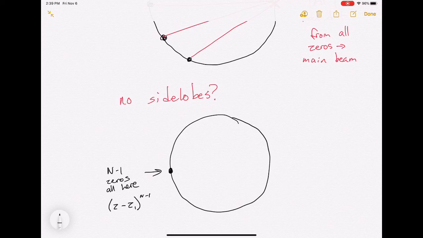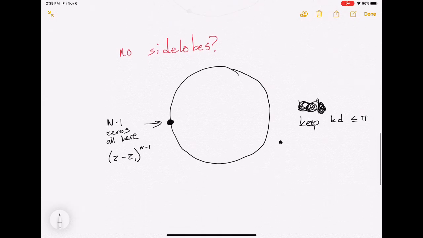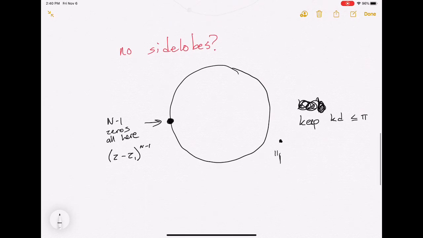Then as long as I keep kd less than or equal to pi, then we really only see this zero in the polynomial. This is actually a standard method of array excitation called the binomial.